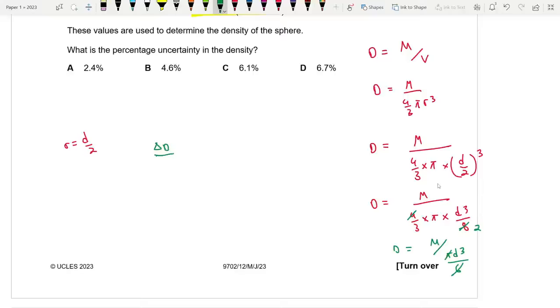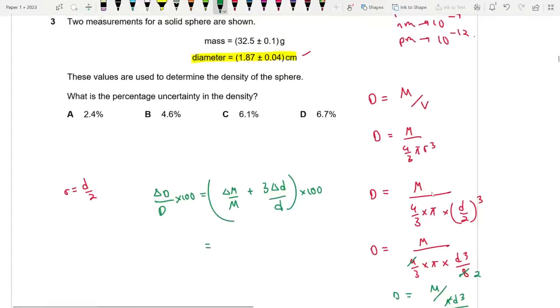So the percentage uncertainty is ultimately del rho by rho times 100 is equal to del m by m plus 3 del d by d times 100%. The 3 comes down. Any power that it has needs to come down because we are considering d 3 times. It's basically d into d into d, right?